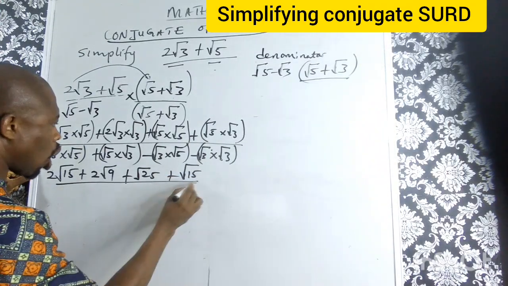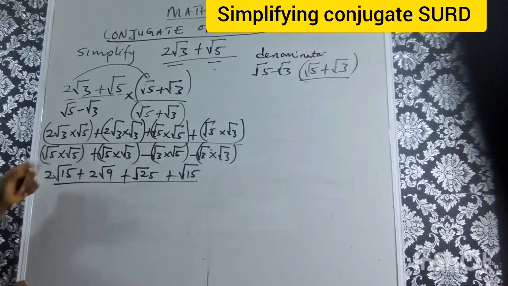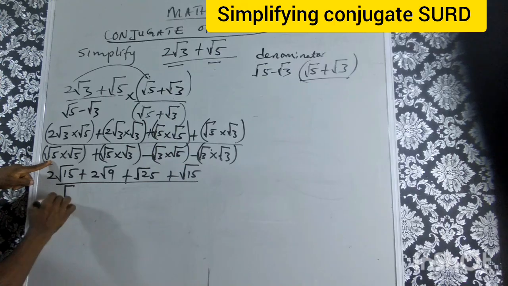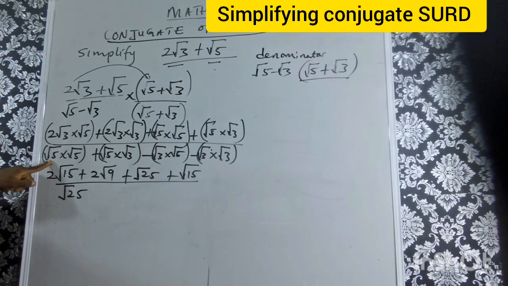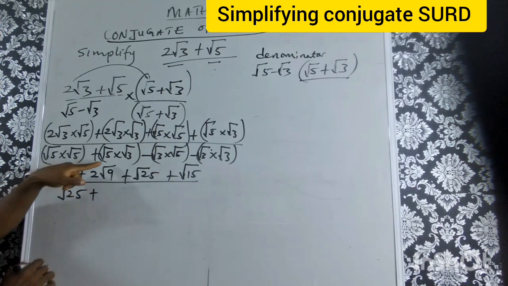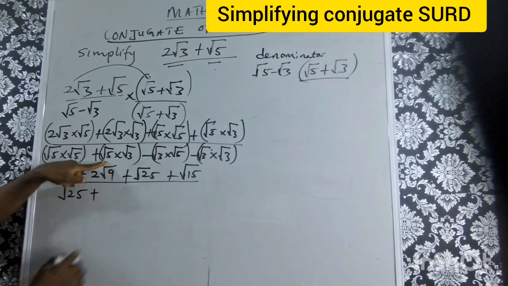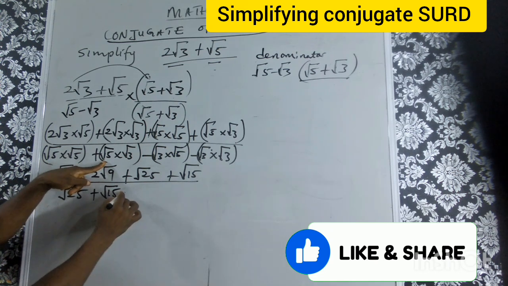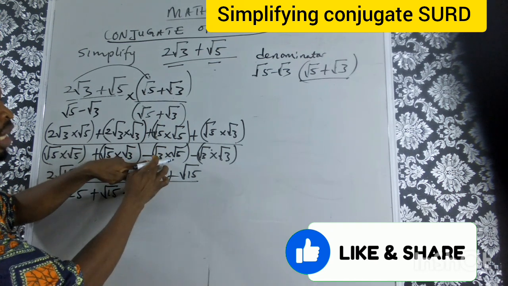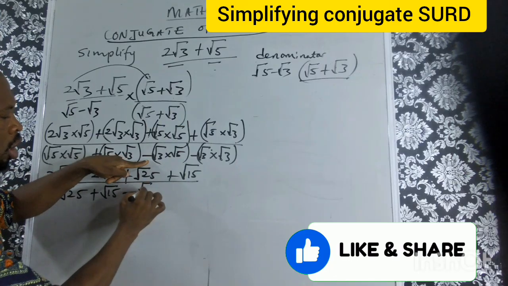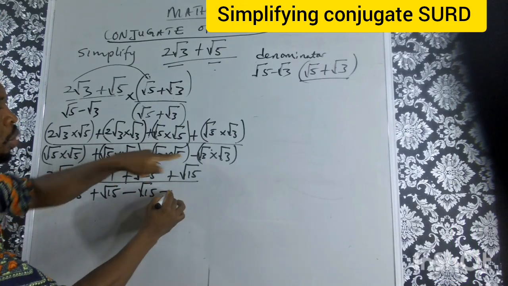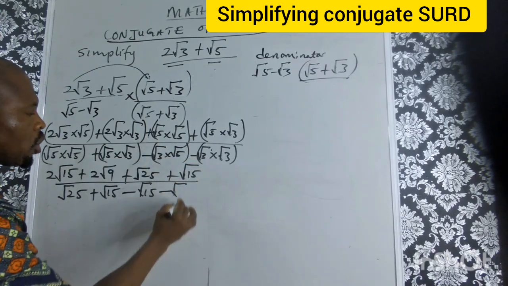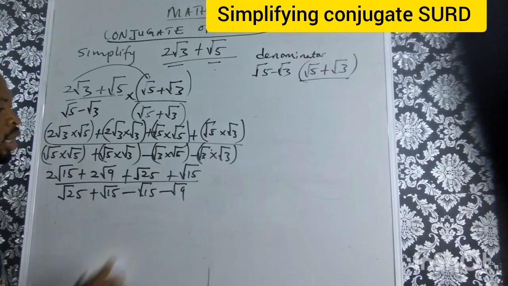We are done with the numerator. Now we take the denominator. Root 5 times root 5 will give us square root of 25, plus root 5 times root 3 will give us square root of 15. Now minus root 3 times root 5 will give us root 15. You bring a minus here. Root 3 times root 3 will give us root 9. And of course, you know what this thing means.